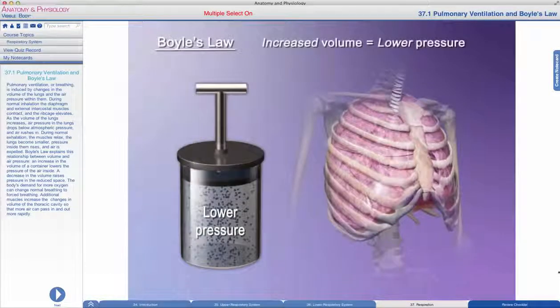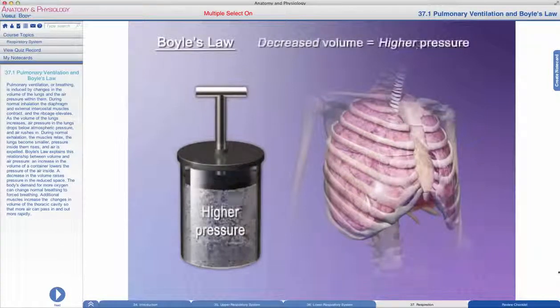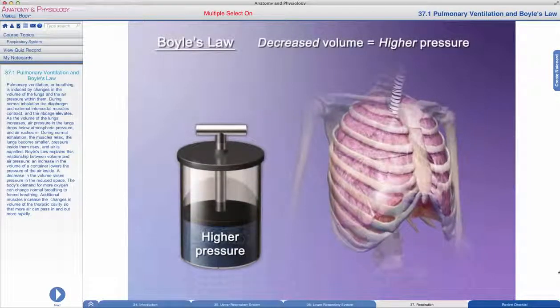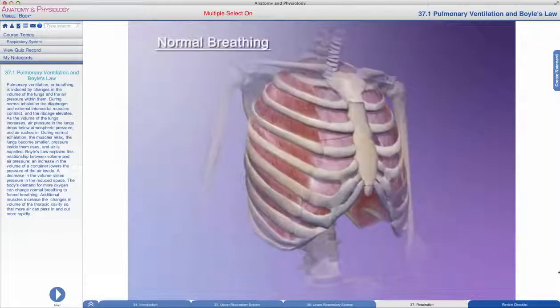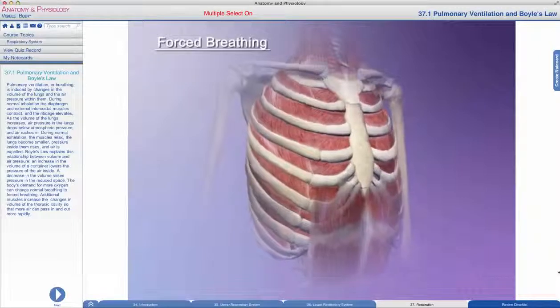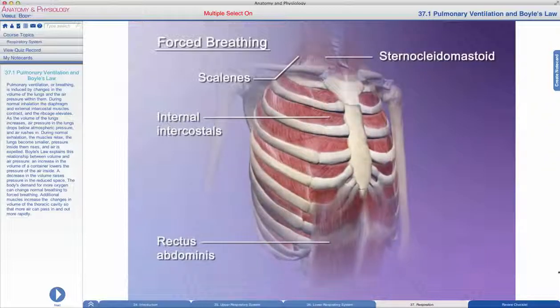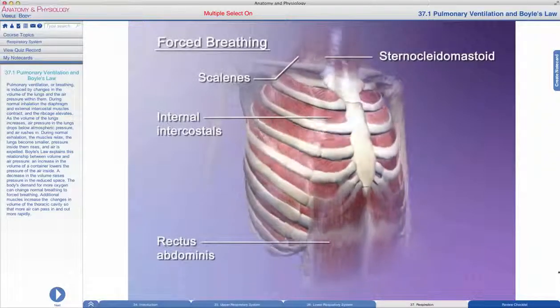An increase in the volume of a container lowers the pressure of the air inside. A decrease in the volume raises pressure in the reduced space. The body's demand for more oxygen can change normal breathing to forced breathing. Additional muscles increase the changes in volume of the thoracic cavity so that more air can pass in and out more rapidly.